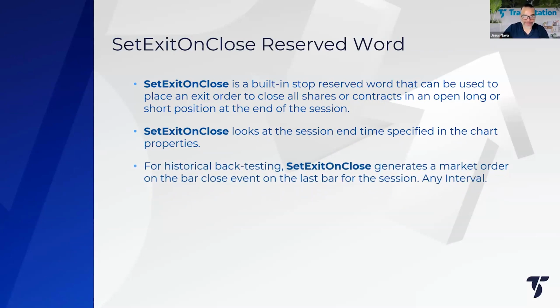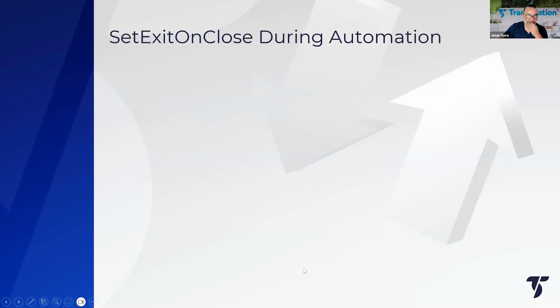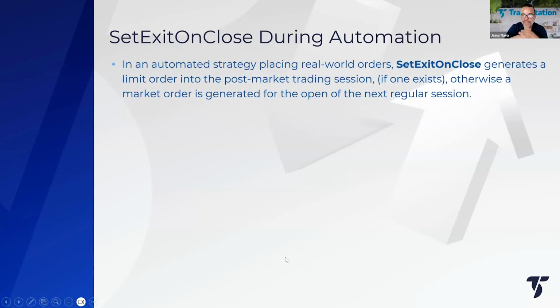I think we've got that very well established. It generates a market order on the bar close event on the last bar for the session. Any interval, doesn't matter. And it just generates that close at the end of the day. Now, during automation, a few things we need to be aware of. In an automated strategy, placing real-world orders, set exit on close generates a limit order into the post-market trading session if one exists. Otherwise, a market order is generated for the open of the next regular session.